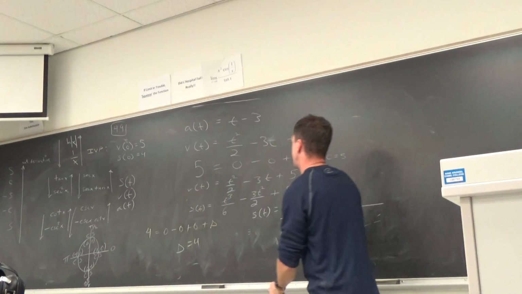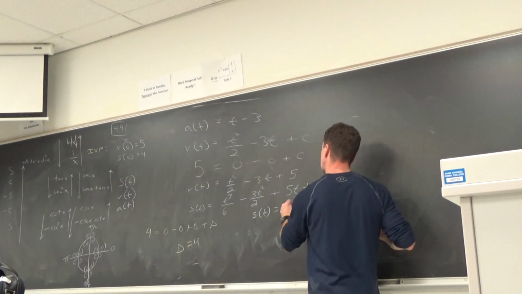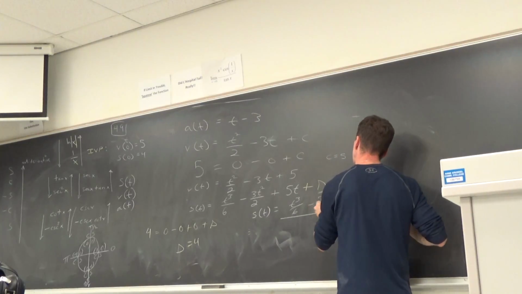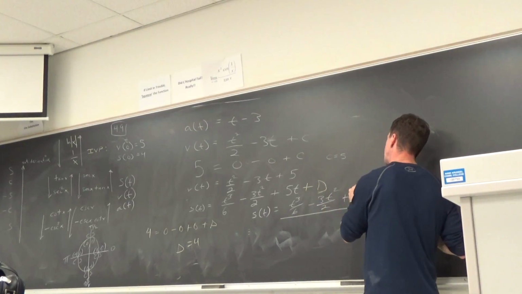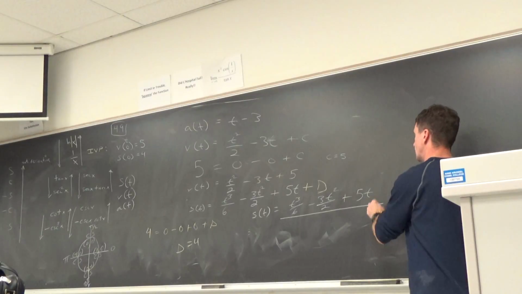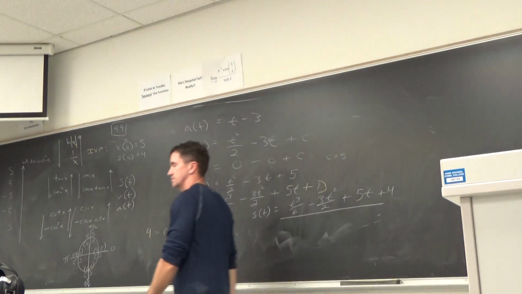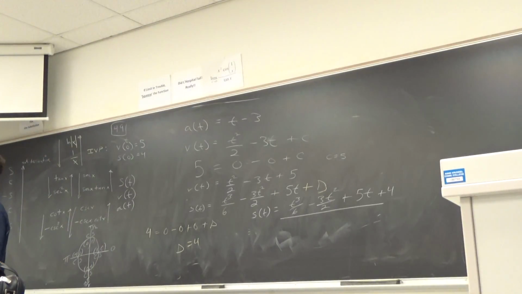Let's fill in the blank. T cubed over 6 minus 3t squared over 2 plus 5t, and then what was D? 4, there you go. Is that okay for the beginning, the test 4 stuff like that? I'll make sure to do one with sines and cosines like the last one too.